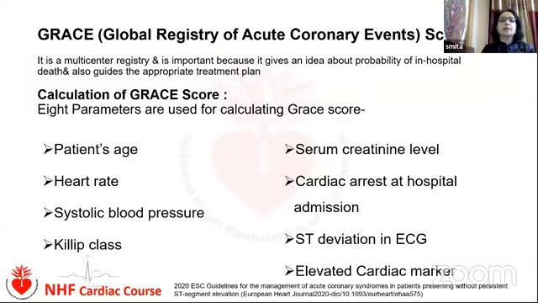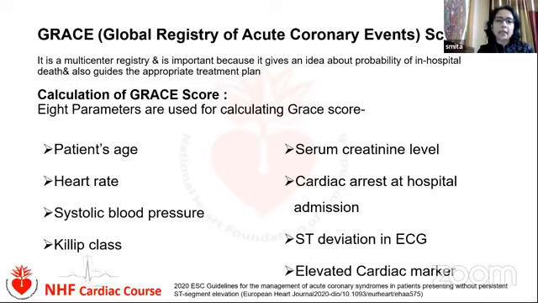Another scoring system is GRACE, the Global Registry of Acute Coronary Events. It is a multi-center registry, and it's important because it gives an idea about the probability of in-hospital death, whereas in the TIMI risk score, Killip class and serum creatinine level were not included.